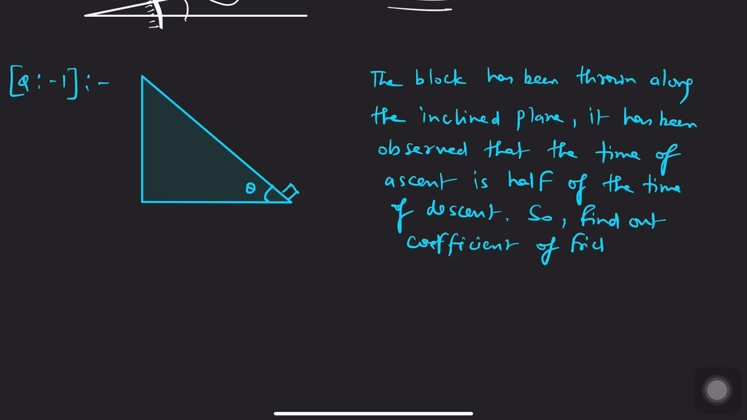Guys, I don't know the number of the question, but it is from Irodov only, as I remember. So you can pause and you can try this problem. Nothing else is given, only theta, so of course mu will come in terms of theta. So you can pause and try this question.